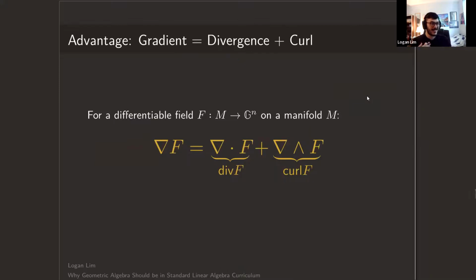So I want to show you this. This is actually not a definition. This is a theorem. It says that for a differentiable field f on our manifold, say the apple we were looking at before, into Gn, the gradient of f, this is the geometric product, remember, is equal to the divergence plus the curl. And again, we're defining this in terms of the wedge product because the cross product doesn't generalize to multiple dimensions, but it's dual to the outer product, which does generalize to multiple dimensions.